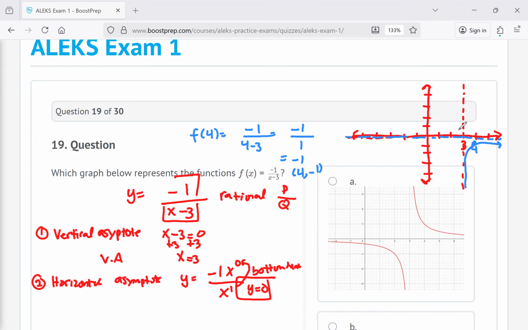Now let's figure out what it looks like on the left side of 3. So I'm going to test the x value too. I won't use 3 because that's our asymptote. So I'm going to plug in 2 into your original function. So it's going to be -1 and then replace x with 2. So that's 2 minus 3, so that's going to be -1. And then 2 minus 3 is -1. And then negative divided by negative is positive. So it's 2 comma 1 right there. And as you can see, it looks like this.